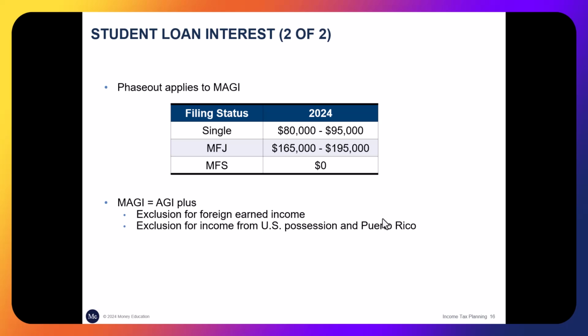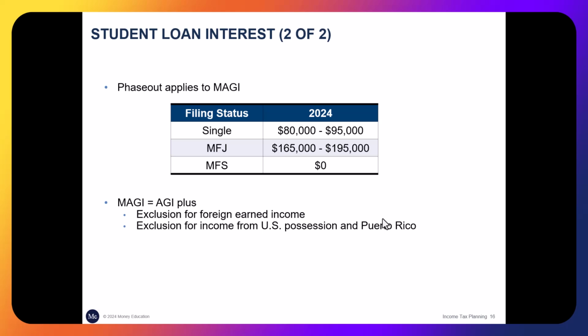How does the student loan interest phase out? If you're single and you make between 80 and 95, the amount you can deduct is reduced. If you make more than 95, you can't deduct anything. In Massachusetts, though, there is a deduction, and it's not phased out for student loan interest. Married filing joint, it's 165 to 195, and you get no deduction as married filing separate.